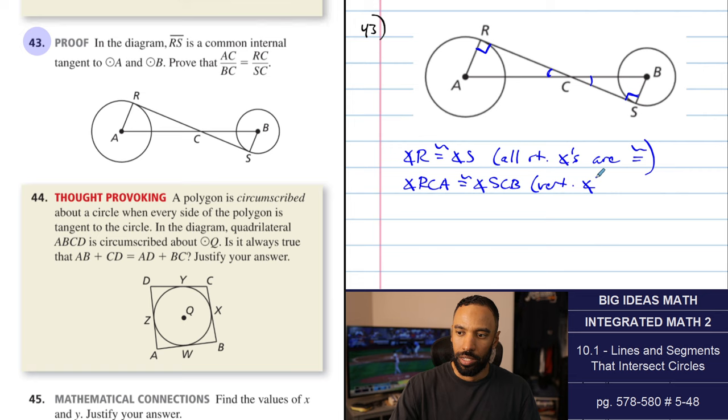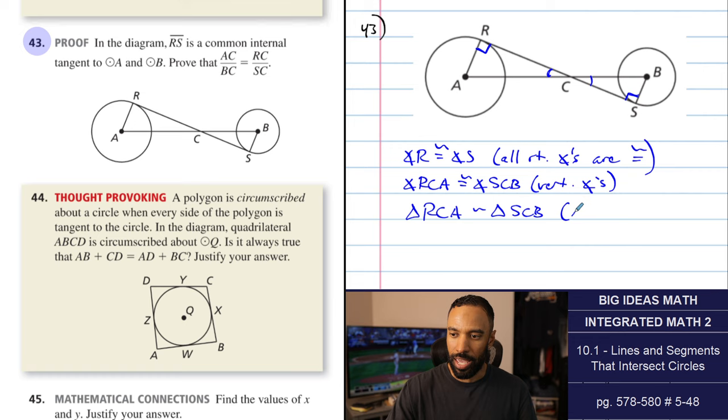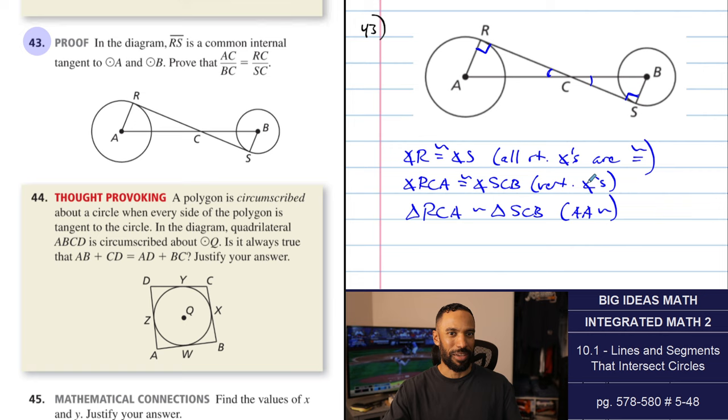So that's another reason these two triangles are similar. What are we going to call them? Let's call them triangle RCA is similar to triangle SCB by angle. I mean, this is no different than a two-column proof. Why am I so bothered by saying two-column? Because I have to write numbers and do the visuals and stuff.